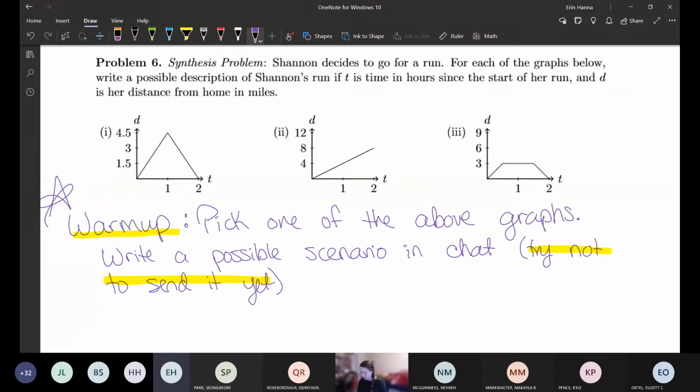All right, so go ahead and send that in if you've written one down. If you've just popped in, go ahead and try to write one down. And then after they flow in a little bit, I'll read a couple and we'll write down some stuff.